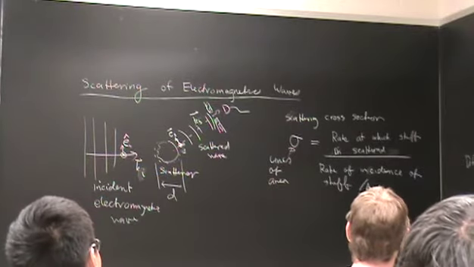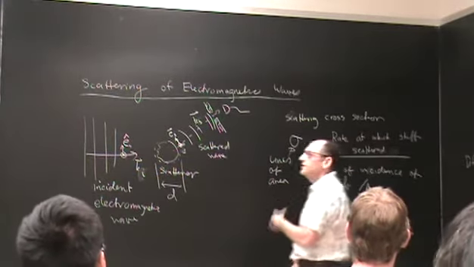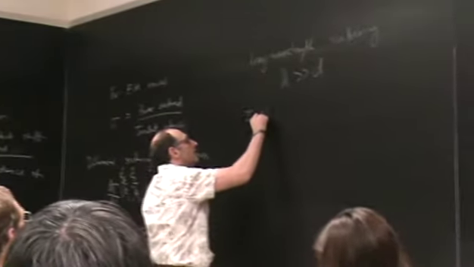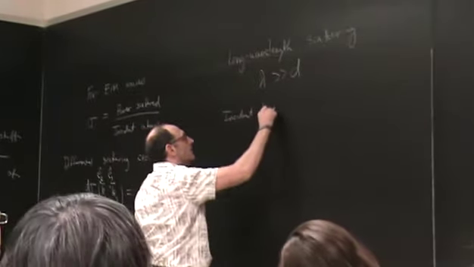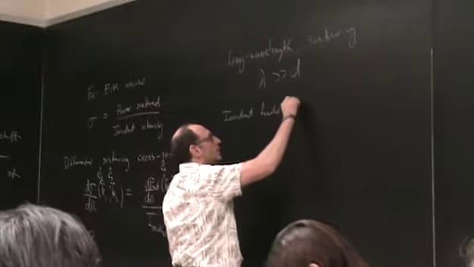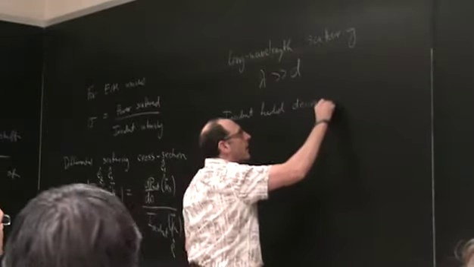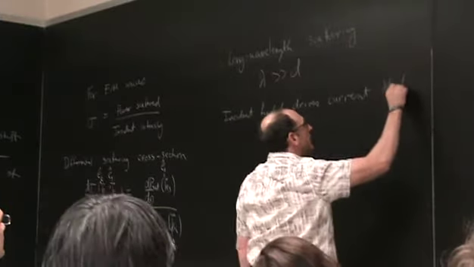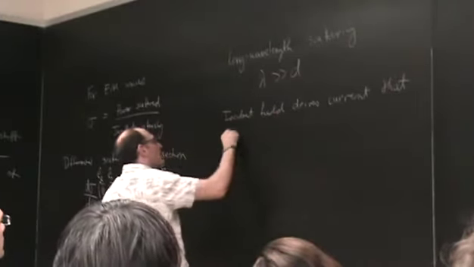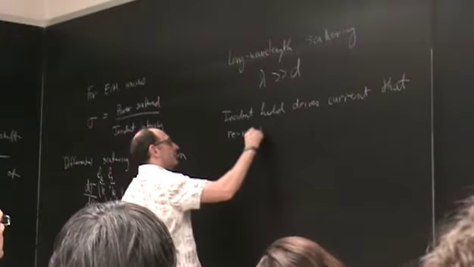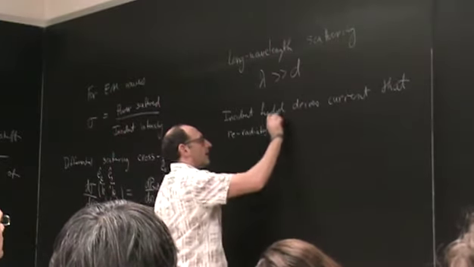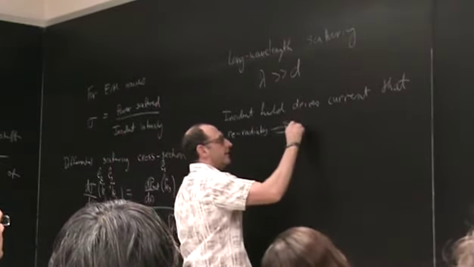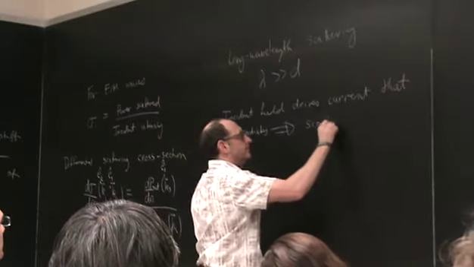Okay, so given this notion that the incident field drives current that re-radiates, and thus this is the scattered field.